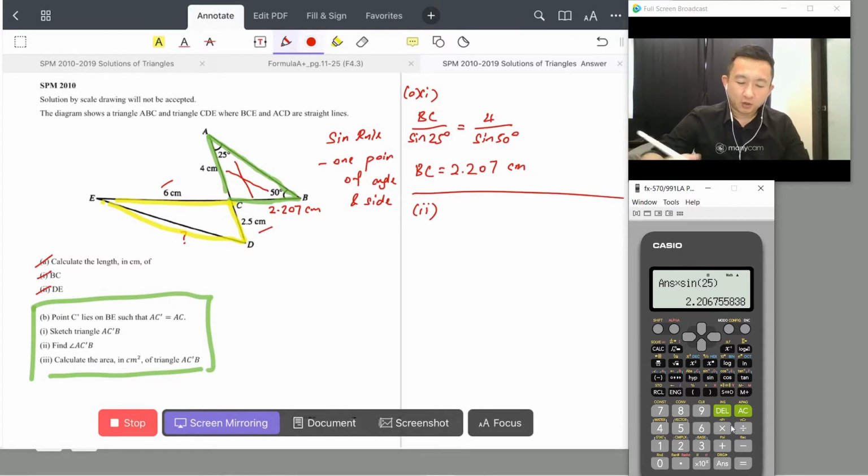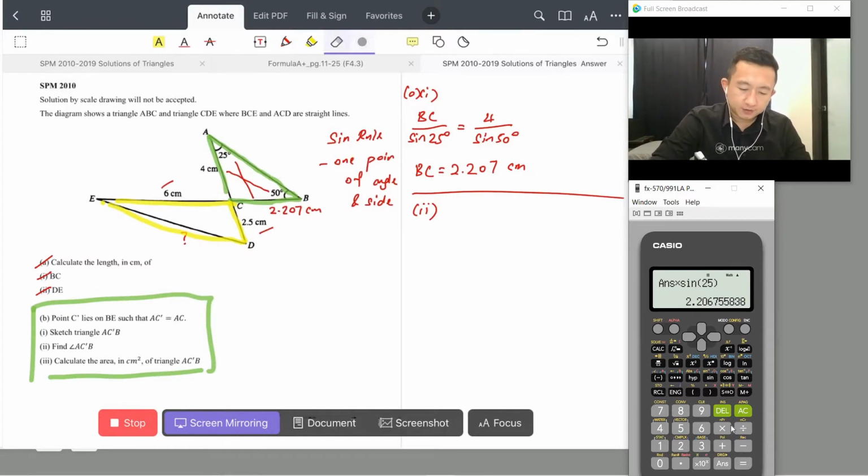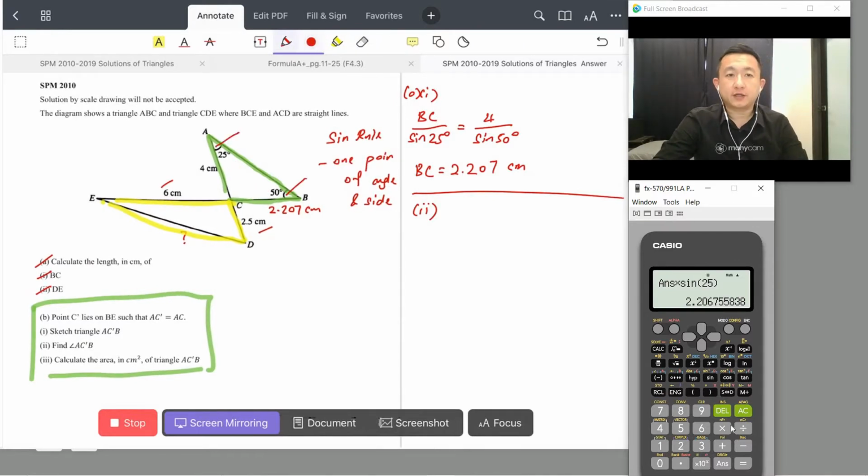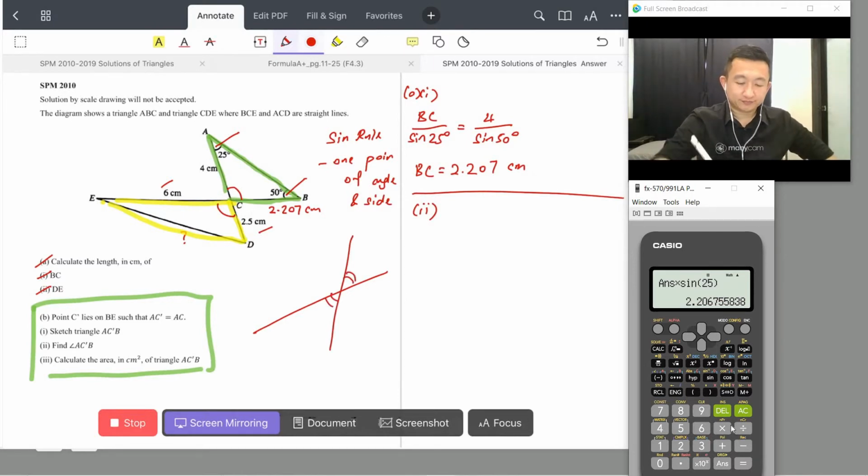Okay. Now we look at this part. Green color triangle. You have 25 here. You have 50 here. Is it possible to find this one? Yes, but why do we need to find this one? This angle will be identical to this one, because when you have two intersecting lines, opposite angles are identical. They are the same value. Okay, so what do we have here? 180 minus 25 minus 50. So this would be 105 degrees.